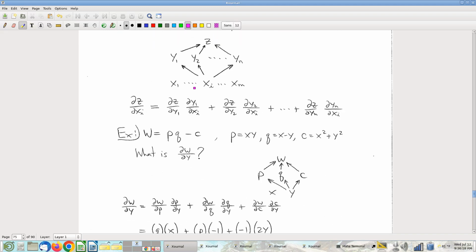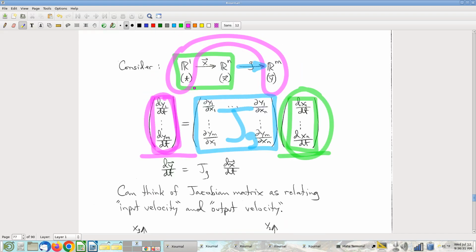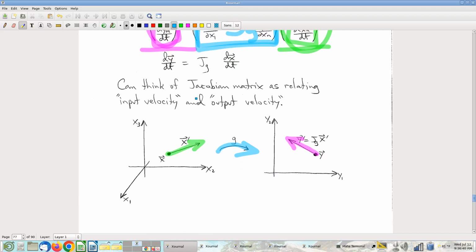But then, I suppose as a bookkeeping tool, we can think of it as a statement about matrices. All right. Bookkeeping organizationally, thumbs up. We like that. Here's where it becomes geometrically actually pretty meaningful. This matrix relates input velocities and output velocities.